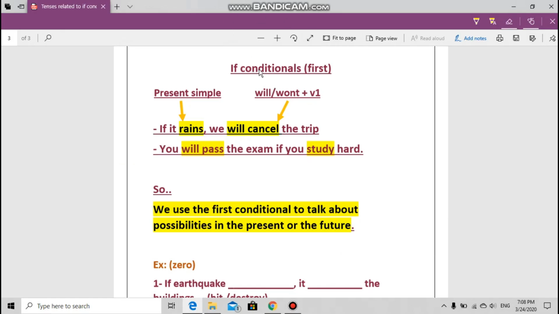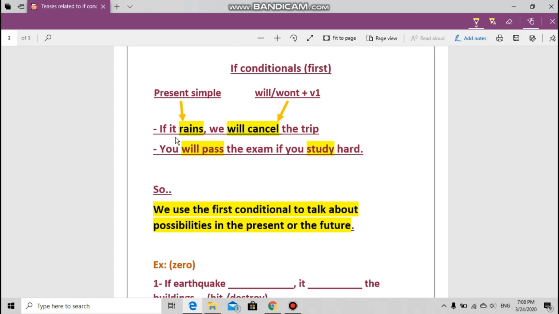Now I will start with if conditional type 1. We use if conditional type 1 to talk about possibilities in the present or in the future. That means things that might happen or might not happen. Let's go to the examples here. If it rains, we will cancel the trip. Look at here. If it rains, is it 100% that it is going to rain? No, it's not. That's what possibilities means. So there is a 50% chance it is going to rain, and another 50% that it's not going to rain.